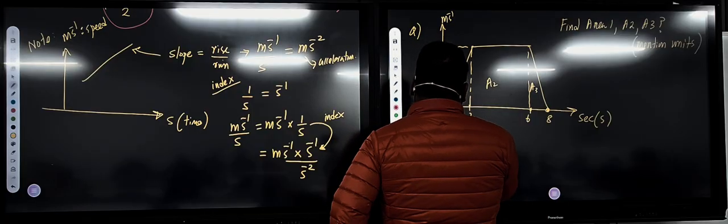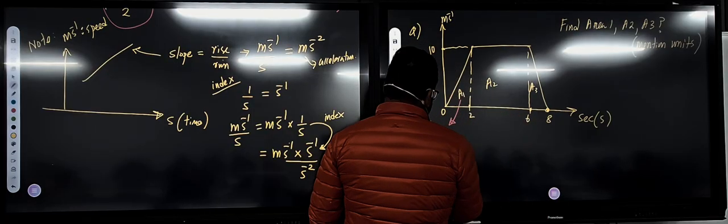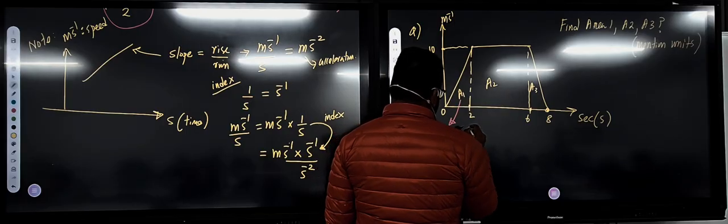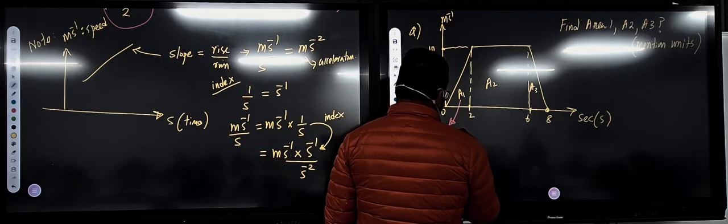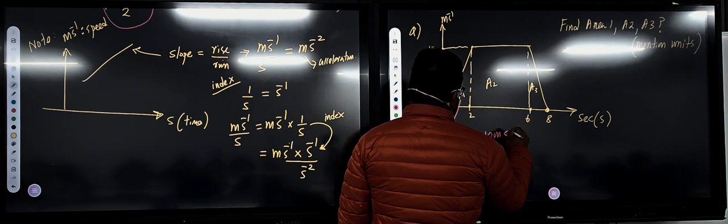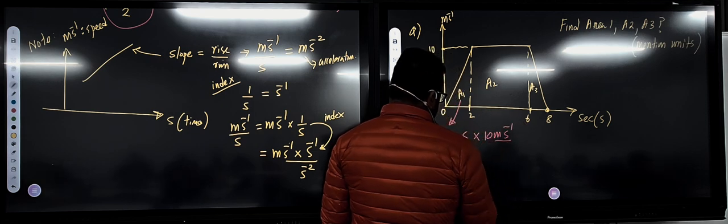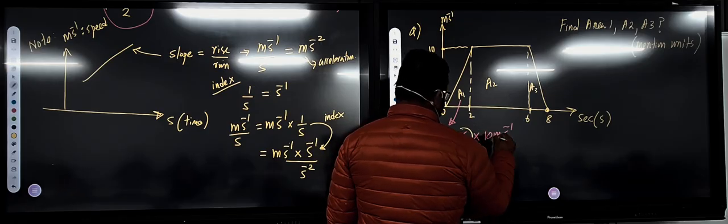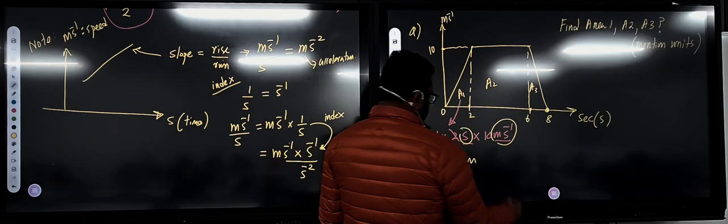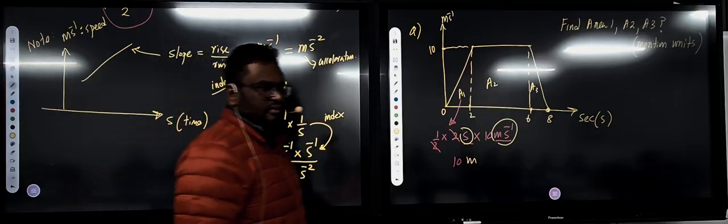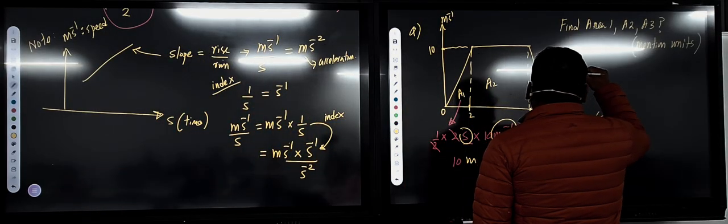So A1, that's a triangle, right? So it's going to be half times the width, which is 2 seconds, multiplied by height, which is 10 meters. See? Units. So then 2 gone, answer is 10. When you look at the units, this with this is going to be meters, because s minus 1 will cancel. And similarly, this one will be 10 meters.